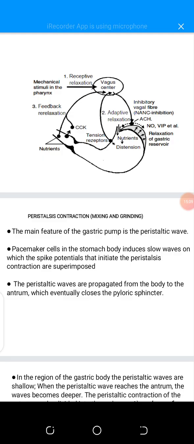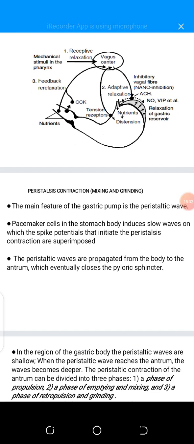Number three represents feedback relaxation. Like I said, feedback relaxation takes place when the content of the stomach is emptied into the duodenum. And the purpose of feedback relaxation is to adapt the process of digestion and absorption in the small intestine with gastric emptying.